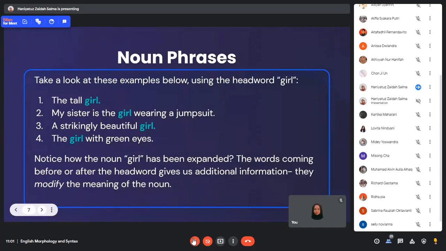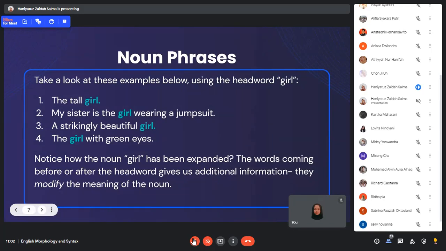Okay, thank you, Alifia. Next, we're going to talk a bit more about the head word through examples. So we have 4 examples here, and they all use the same noun, girl. First sentence, we have the tall girl. And second is, my sister is the girl wearing a jumpsuit. And the third is, a strikingly beautiful girl. And the fourth sentence is, the girl with green eyes.